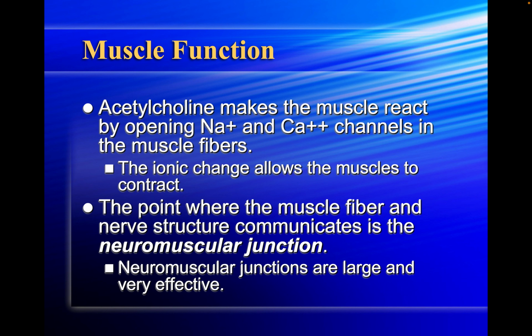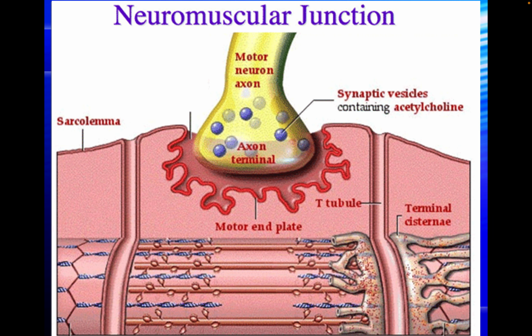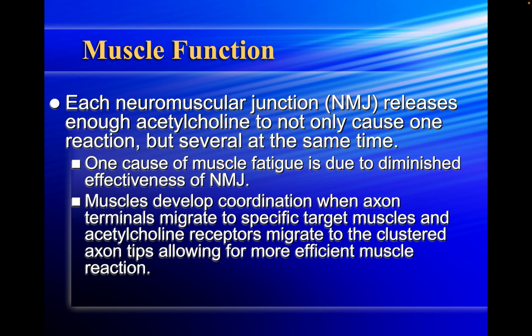The point where the muscle fiber and the nerve structure communicate is the neuromuscular junction. Neuromuscular junctions are large and very effective. And there's a neuromuscular junction. Each neuromuscular junction releases enough acetylcholine to not only cause one reaction, but several at the same time. One cause of muscle fatigue is diminished effectiveness of neuromuscular junctions.